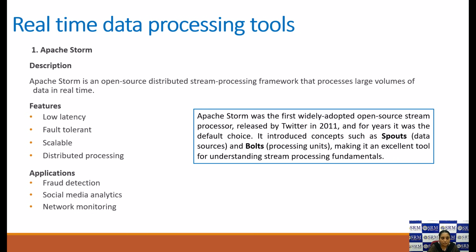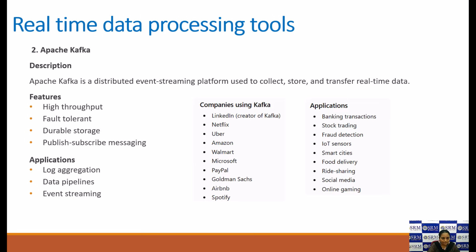The features are low latency. As I said, delay is never entertained. No fault is allowed, so fault tolerance. It should be scalable. Per day, I may put one message, and the next day, I can put 100 messages. So it should be scalable and it should be distributed. The example for distributed I'll explain in the next slides. Applications are fraud detection, social media analytics, and network monitoring.